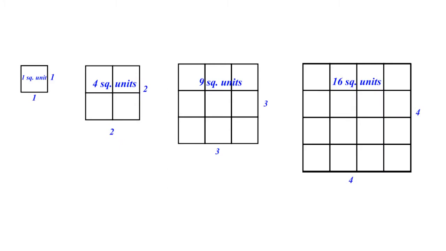Notice that in all of these examples, we had side lengths and areas that were positive integers. This is why a positive integer whose square root yields another positive integer is referred to as a perfect square.